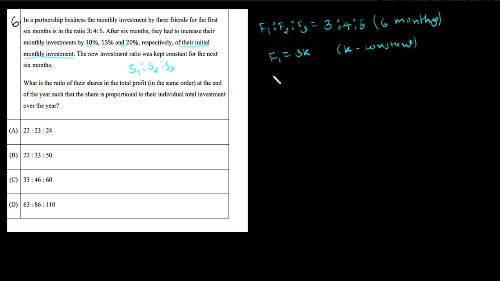Now in the same way I can say the total money invested by this second friend in the first month is 4 times k. Again, this k is the same constant as in the above equation. In the same way I can say the investment from this third friend is nothing but 5 times k. So now this 3k is the investment for the first month.